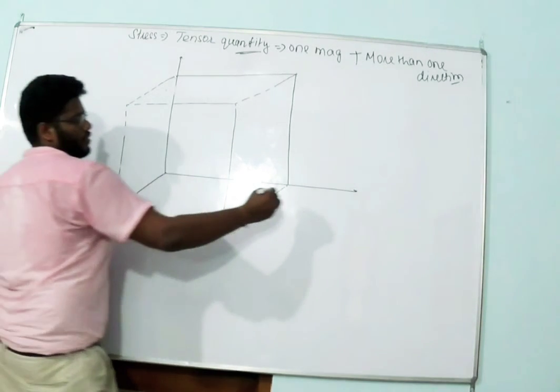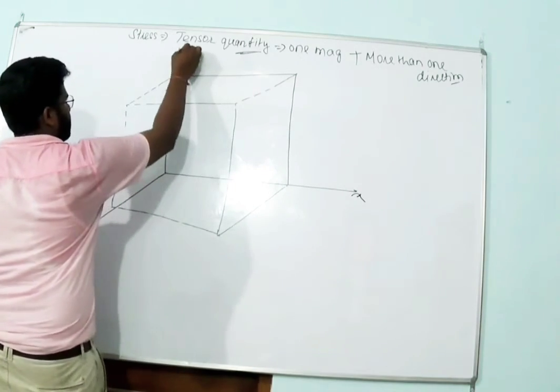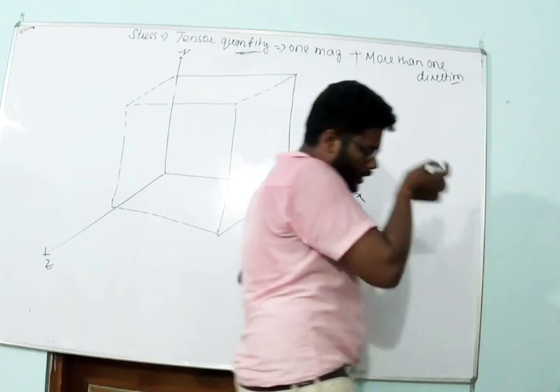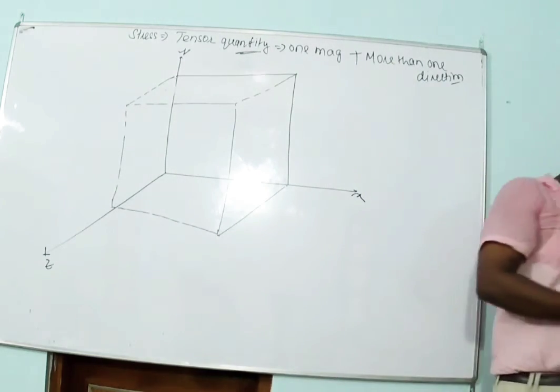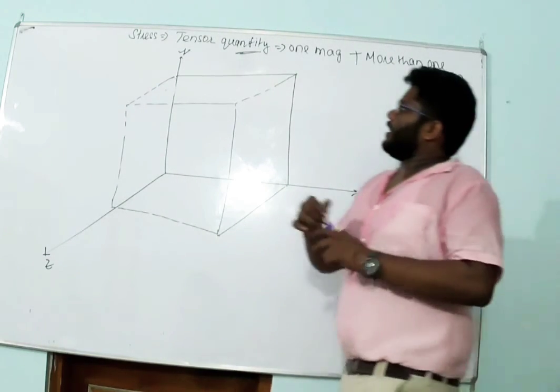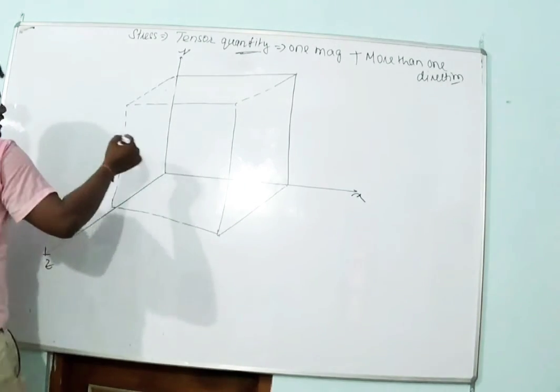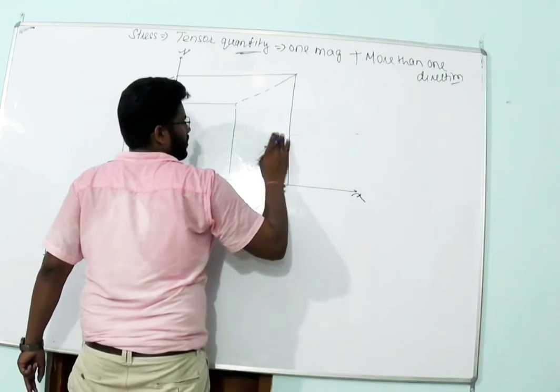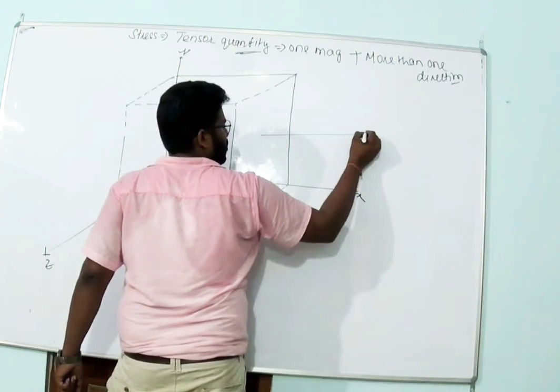This is x-axis, this is y-axis, this is z-axis. Suppose this is a unit cube. Stress is a tensor quantity. That means here there must be a stress. What is the stress here? Normal stress or shear stress?